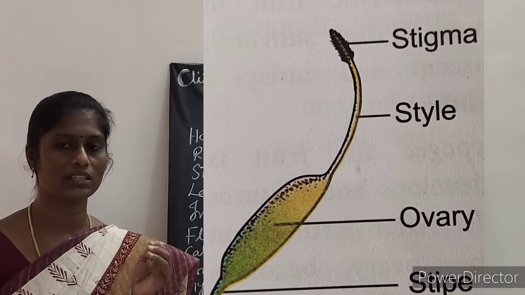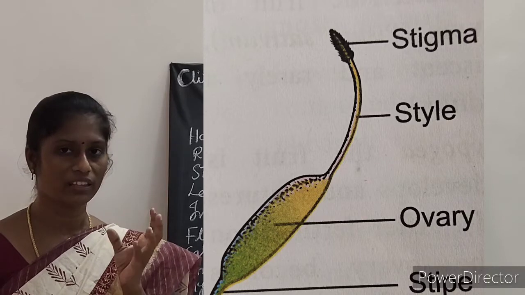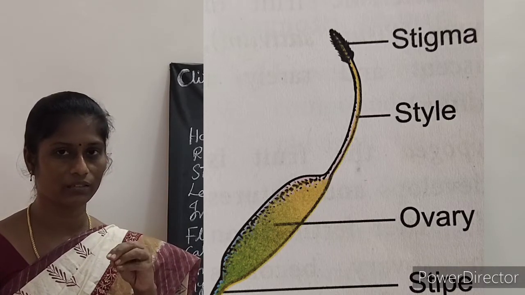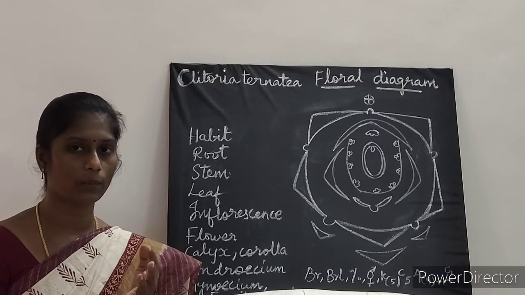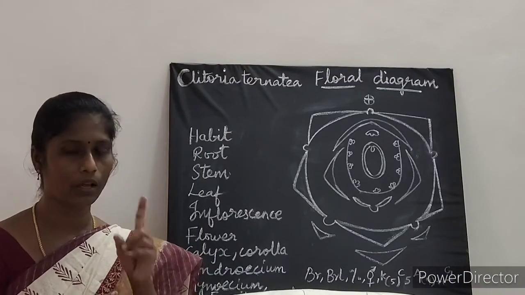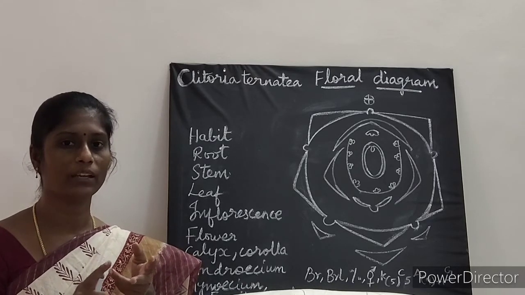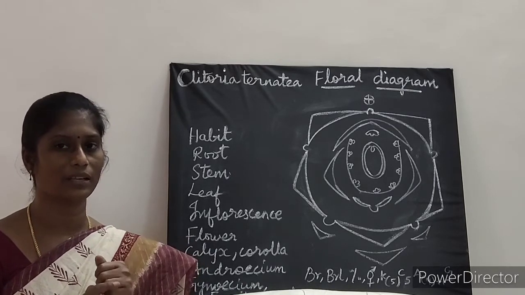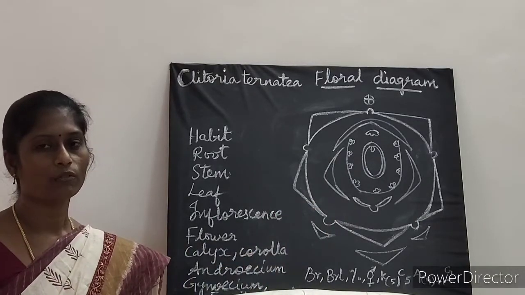Style is simple and incurved with a feathery stigma. Stigma is feathery. So gynoecium here is monocarpellary, unilocular, only one carpel, only one locule, and many ovules present on the marginal placentation. Marginal placentation.